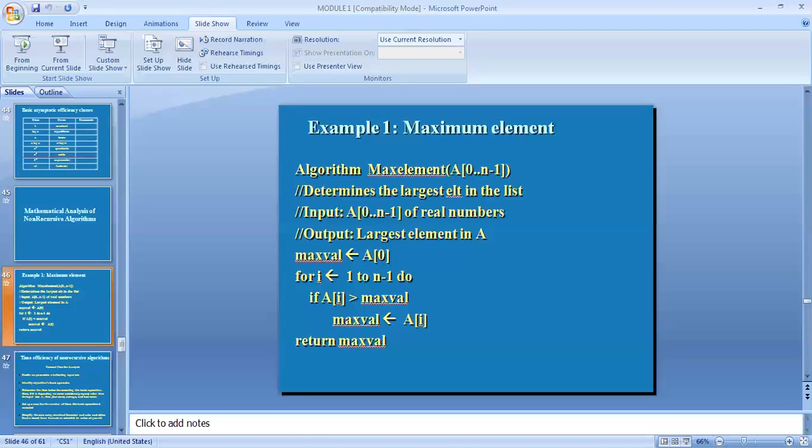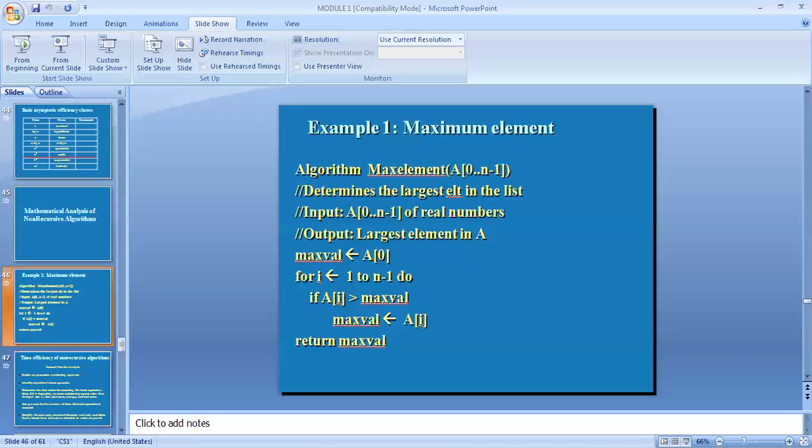We take maxval as a variable to store A[0]. For i equal to 1 to n minus 1, if A[i] is greater than maxval, then maxval is equal to A[i]. At the end we return maxval.